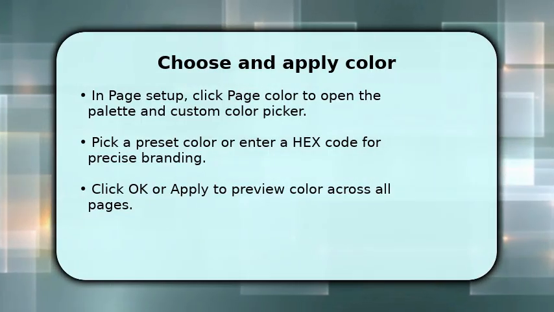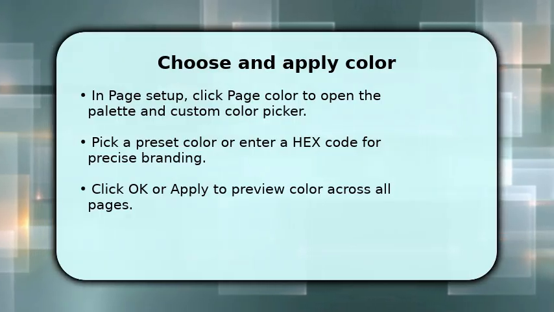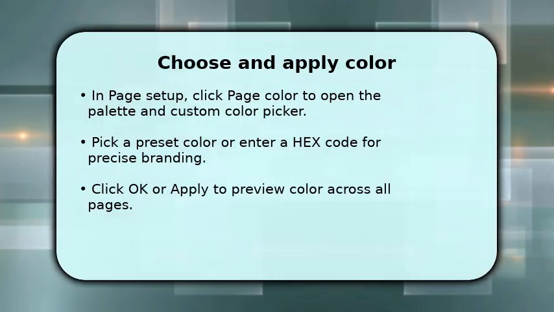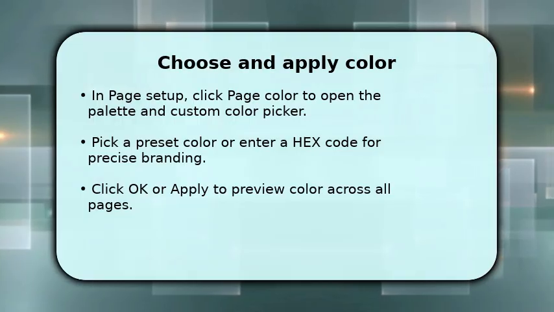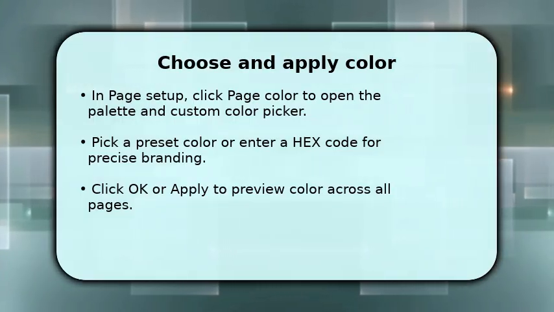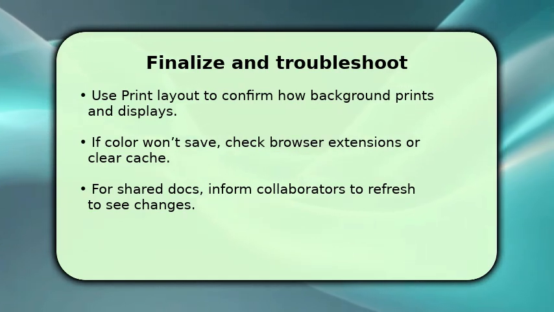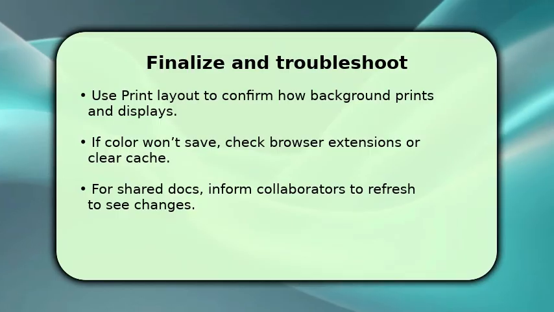Google Docs will repaint the document background so you can immediately review legibility. If text contrast seems low, choose a lighter or darker background to maintain readable text without changing font. Finish by switching to print layout to confirm the background appears as intended on every page and when printed.